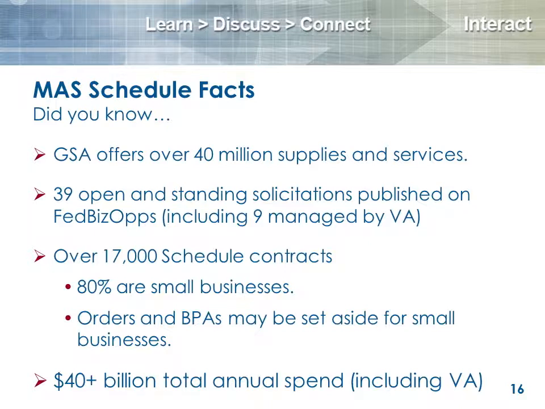All right, and so when we talk about these schedules, there's over 40 million supply and services items available through the schedules program. And there's 39, we already spoke about that, 9 of them being managed by the VA. There's over 17,000 contractors that are in this program, if you will. 80% are deemed to be small business of some socioeconomic category. And of course, we can do small business set-asides and BPA set-asides in the schedules program now, which we'll talk about tomorrow. But this is a $40+ billion program.